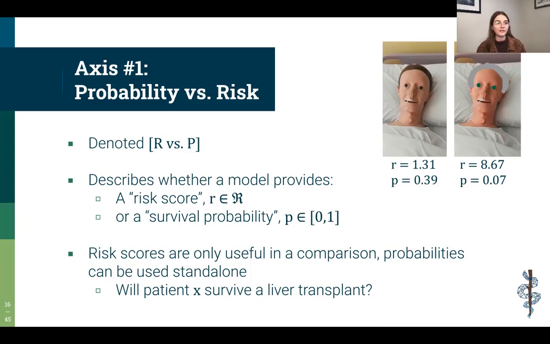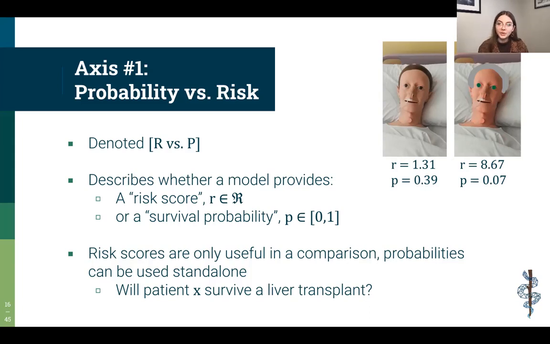So, you could say, for example, with what probability will patient X survive a liver transplant? So say you have a liver, you have 2 patients that you want to potentially give this liver to. If you have the risk score for this first guy being 1.31, meaning that maybe the risk of the patient dying would be comparatively low to this other patient who has a risk score of 8.67, you could use that risk score to then assign who would be getting this liver for a liver transplant.